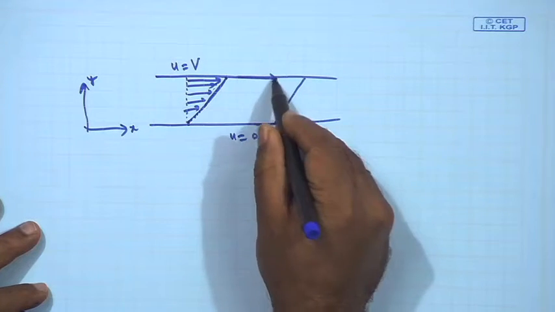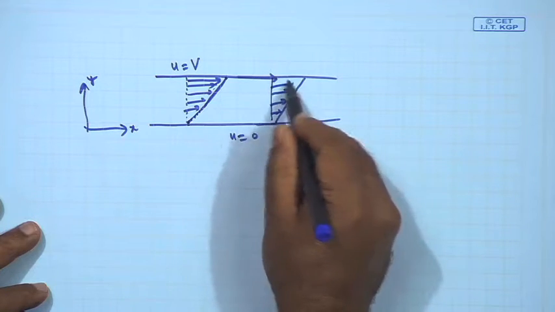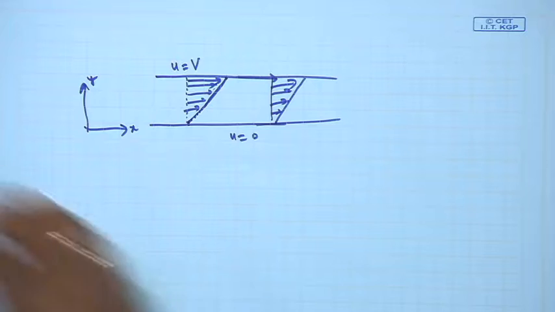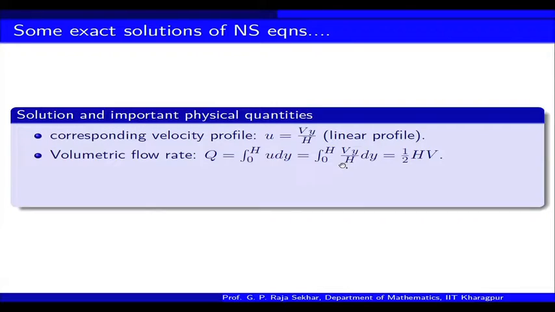So such a velocity profile is expected. It is a kind of shearing happening. Okay, so that is the thing. So, this is a linear profile.